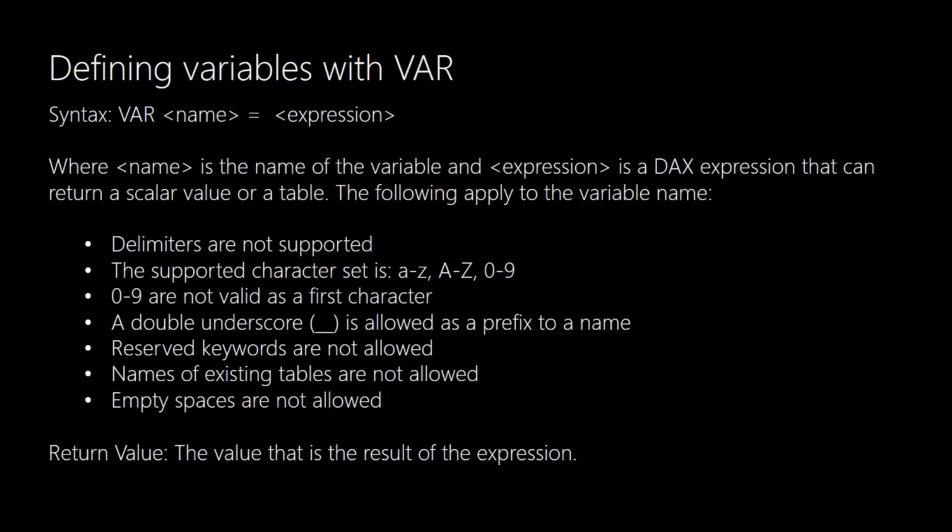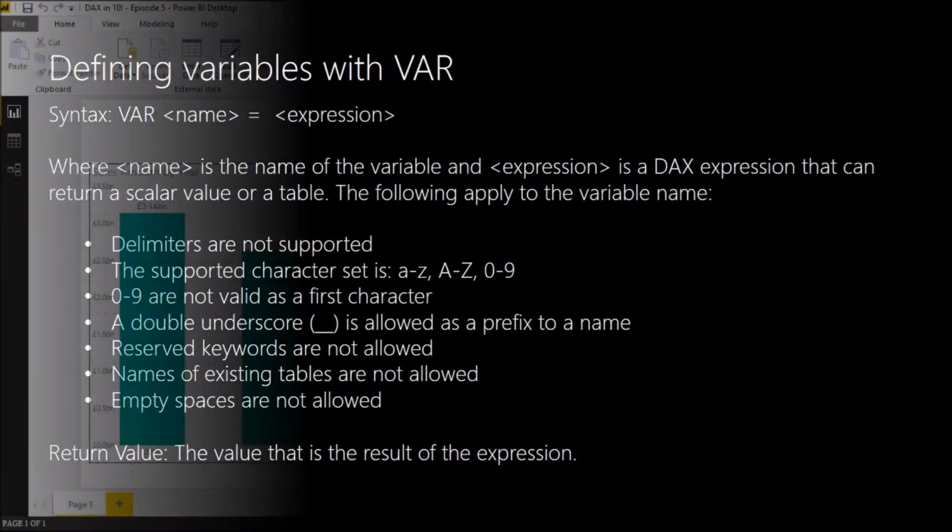There's a few things to bear in mind when you're naming your variables. Delimiters are not supported, and basically the supported character set is alphanumeric, so A to Z, 0 to 9. But you can't use numeric values as the first character of a variable name. You can, however, use a double underscore. You can't use reserved keywords, names of existing tables, or empty spaces within your variable name. And the returned value is basically the result of the DAX expression that you set the variable to equal.